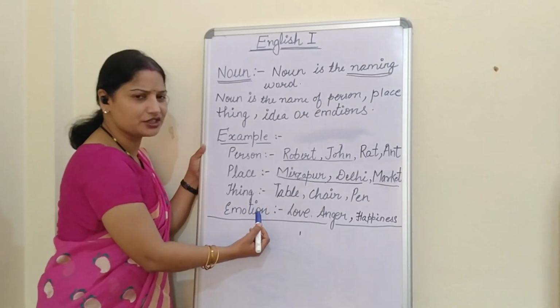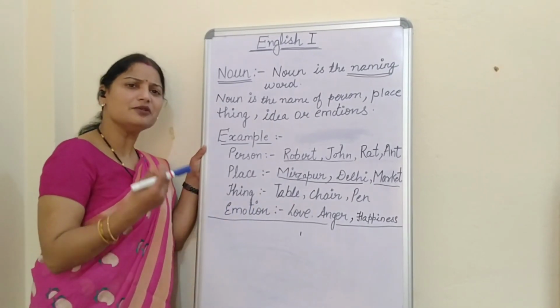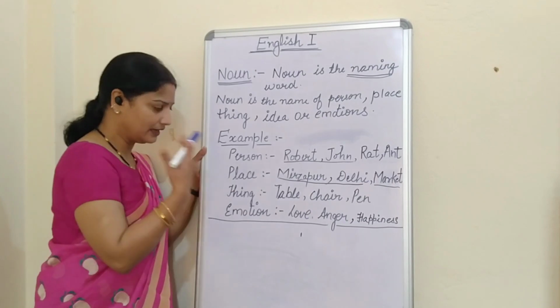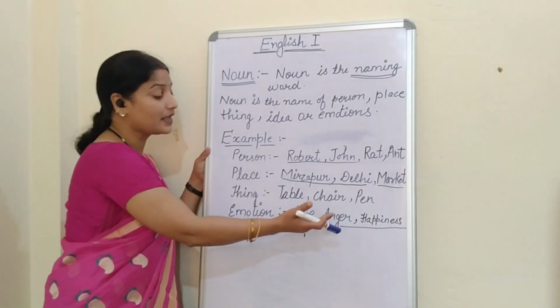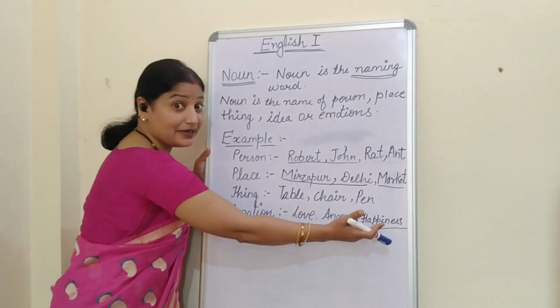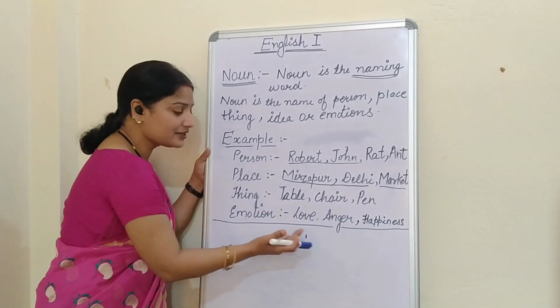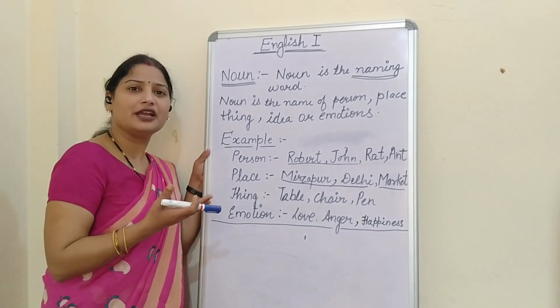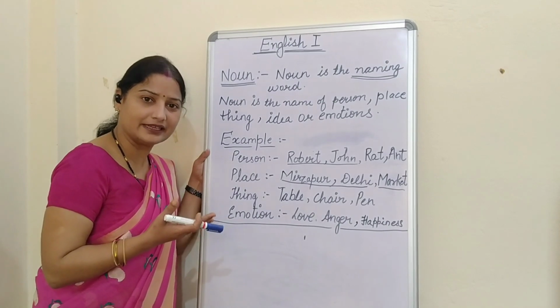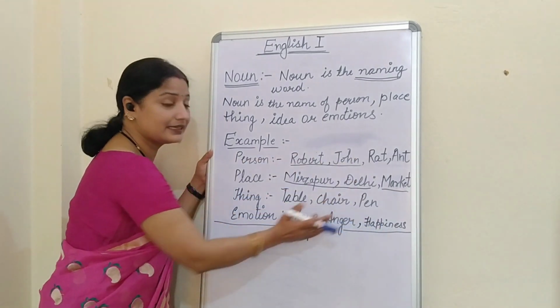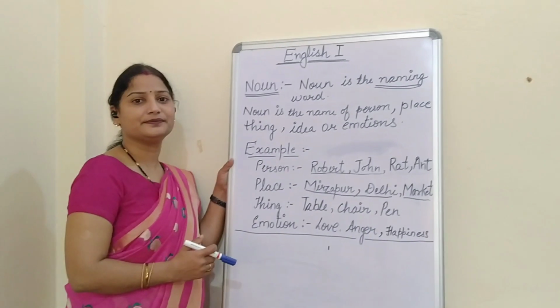Then, emotion. What is this emotion? Emotion is a feeling like laughter, anger, happiness. All these words express our emotion, express our feeling. Hence, all these are the examples of noun.